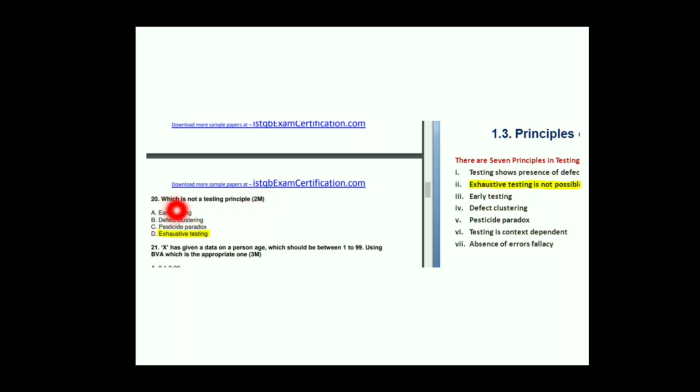Okay, so which is not a testing principle? These are all the 7 testing principles we know: testing shows presence of defects, exhaustive testing is not possible, early testing, defect clustering, everything. Here early testing is there, defect clustering is there, pesticide paradox is there, and they have given exhausting testing, while we have exhaustive testing is not possible. So this is the odd one out, so this is not a principle in testing. That is the right answer.